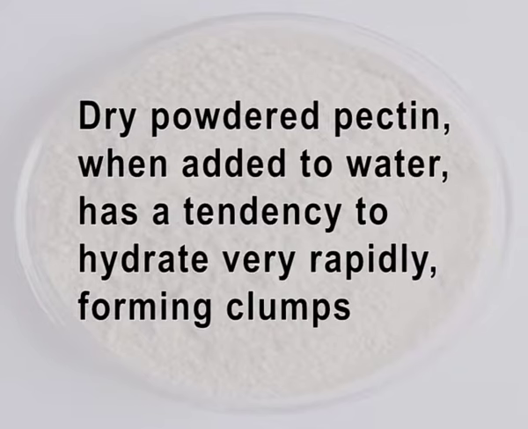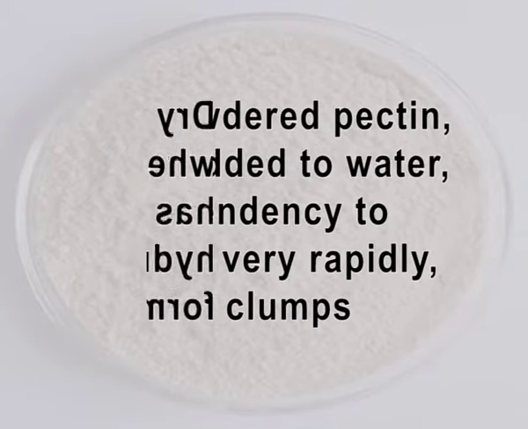Dry powdered pectin, when added to water, has a tendency to hydrate very rapidly, forming clumps. These clumps consist of semi-dry packets of pectin contained in an envelope of highly hydrated outer coating. Clump formation can be prevented by dry mixing pectin powder with a water-soluble carrier material or by the use of pectin having improved dispersibility through special treatment during manufacturing.